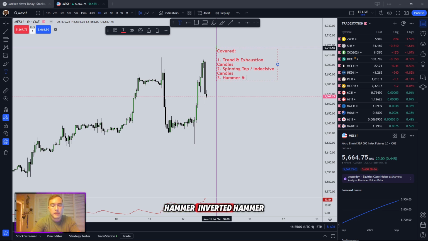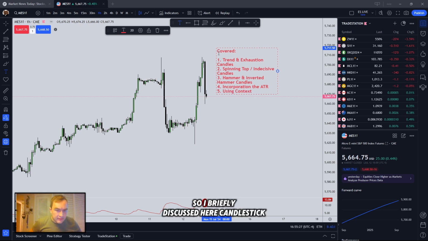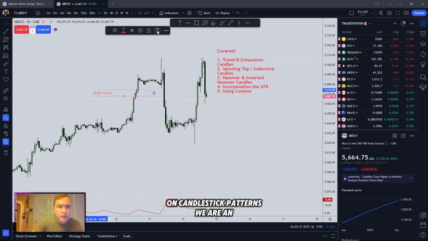Hammer and inverted hammer. And I also talked about incorporating ATR and using context. Okay guys, so I briefly discussed candlestick patterns here. There are many, many more candlestick patterns out there.